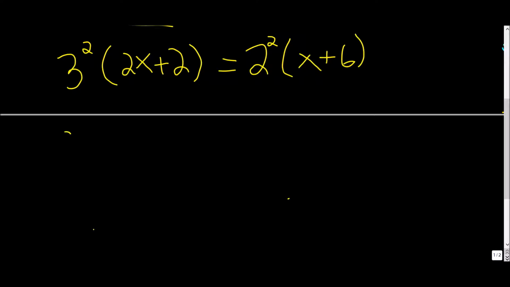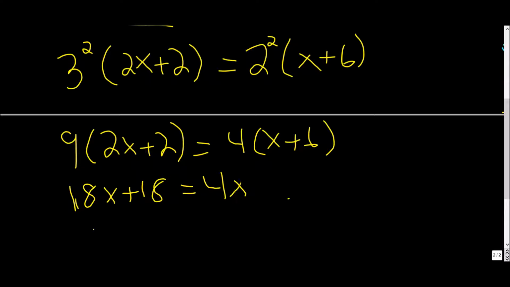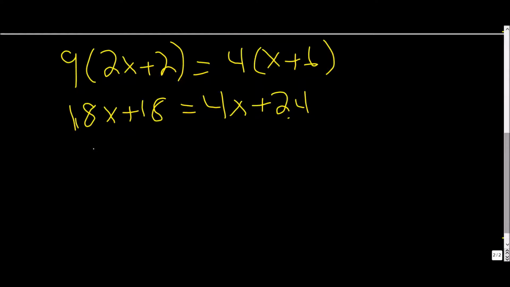We're going to have 9 times 2x plus 2 equals 4 times x plus 6. We can further that and say this is 18x plus 18 equals 4x plus 24. Now, this is just linear, right? I can move things freely.